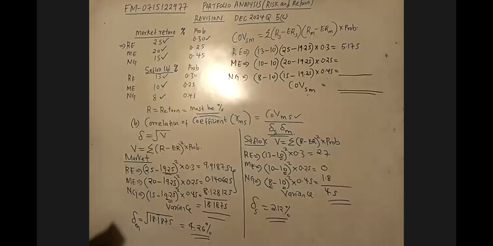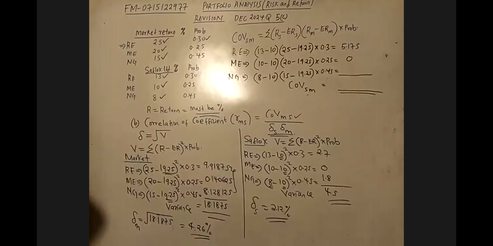10 minus 10 is 0, so everything will be 0 for this one, because 0 times anything is 0. Any number multiplied by 0 is 0.